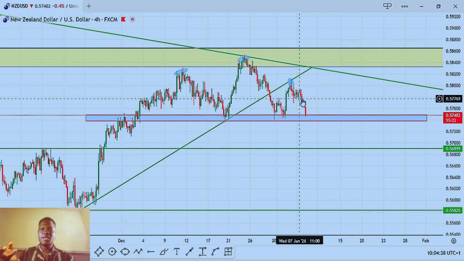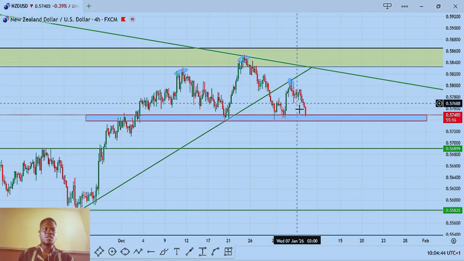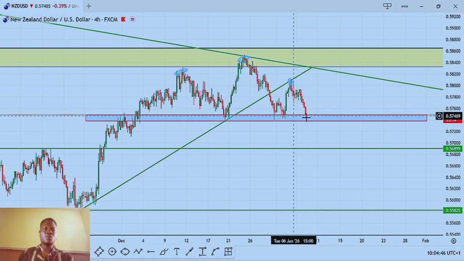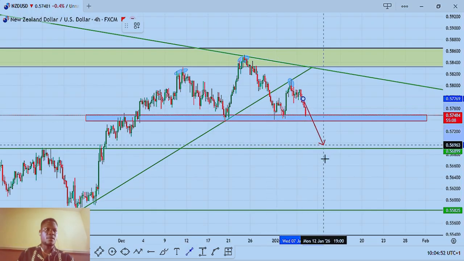Okay, there are entry and exit signals that I always look for before I get in on a trade. I could not find it on the New Zealand dollar. But if I want to look for an entry again, it's going to be at a breakout of this neckline.